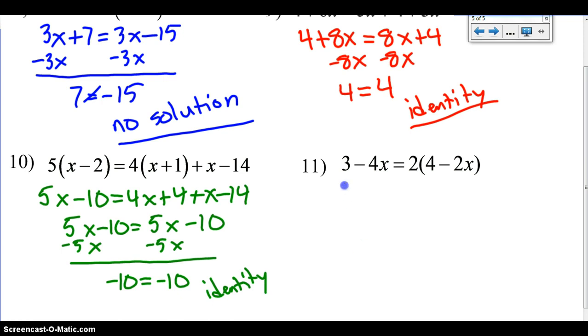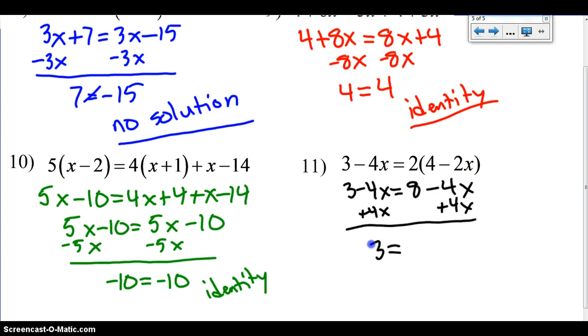All right, and then the last one, number 11, 3 minus 4x equals, and when we distribute, we'll have 8 minus 4x. We can add 4x to each side. Leaves us with 3 equal to 8. And as we all know, 3 and 8 are not equal, so we just simply say no solution.